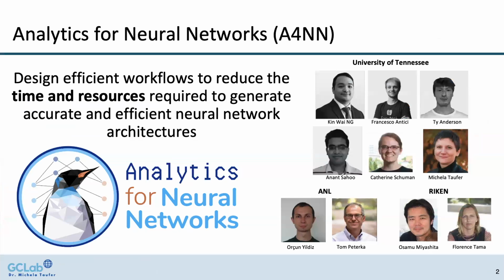So first of all, I want to highlight members of our group and collaborators working under this project. We at the Global Computing Lab collaborate with wonderful colleagues from various institutions, including Argonne National Labs and RIKEN. And this work is part of a bigger project called Analytics for Neural Networks, which is funded by the National Science Foundation. The main goal of our project is to design efficient workflows that reduce time and resources required to generate accurate and also efficient neural network architectures.